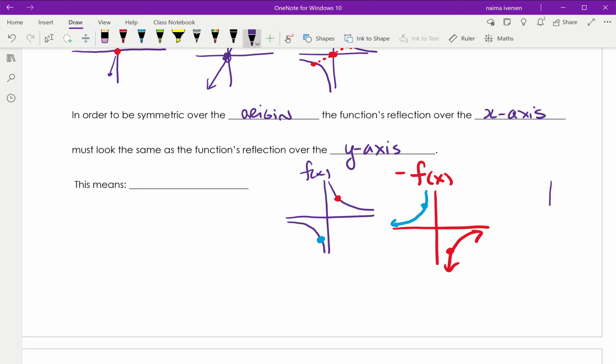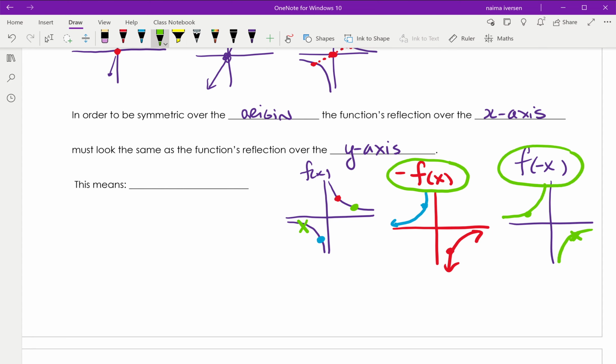Okay, now I'm going to take a look at a reflection over the y-axis, which is f of negative x. So that one reflects over the y-axis to get here, so we're going to get something that looks like that. And then this guy right there is going to move over here, so we're going to get that. So notice that in this case, our reflection over the x-axis looks exactly the same as the reflection over the y-axis. And what this means algebraically is that f of negative x has to equal negative f of x. The two reflections are the same.